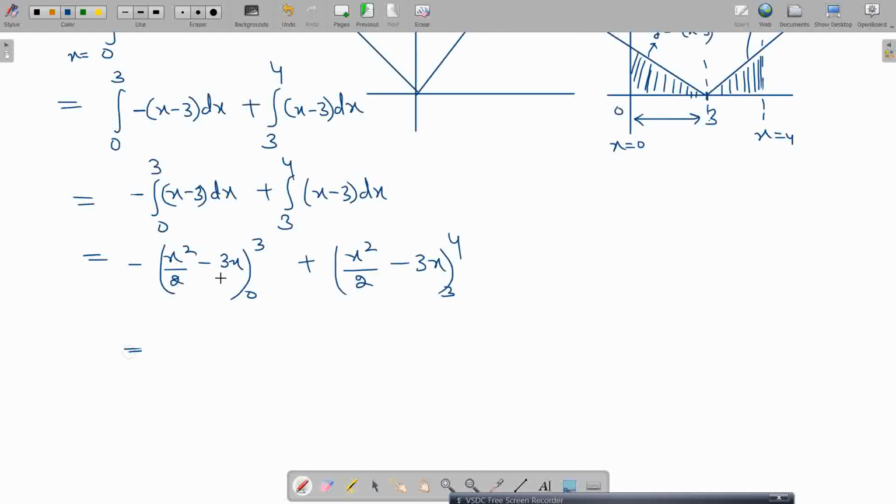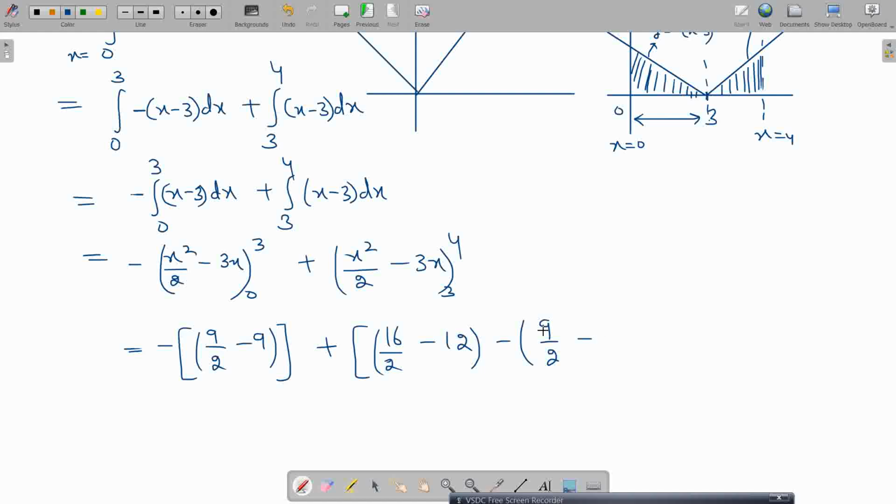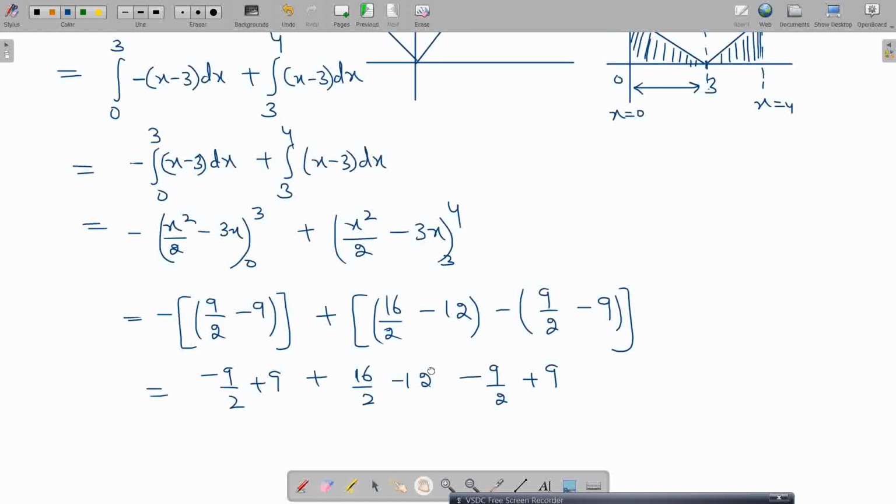So when you put in the limits, what do you get? 3 square is 9 over 2 minus 3 times 3 is 9, then when you put in 0, it will be 0, okay, plus 4 square is 16 over 2 minus 4 times 3 is 12, and then when you put in 3, it will be 9 over 2 minus 9, right? So when you solve it, what do you get? Minus 9 over 2 plus 9, then here we have 16 over 2 minus 12, then minus 9 over 2, then plus 9, right?